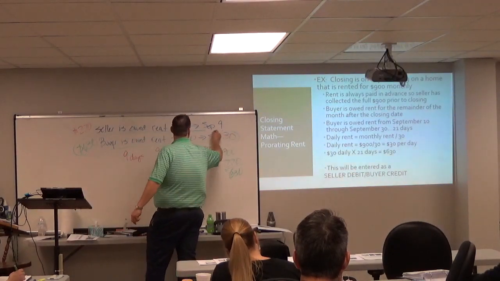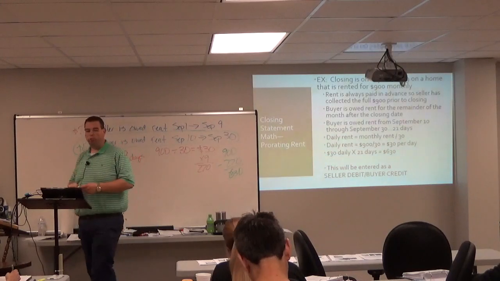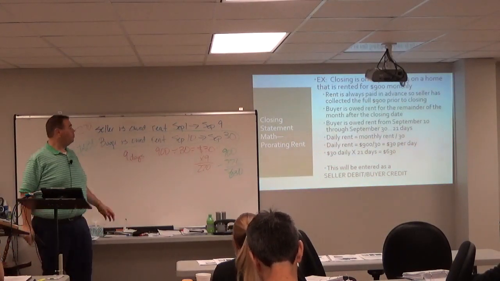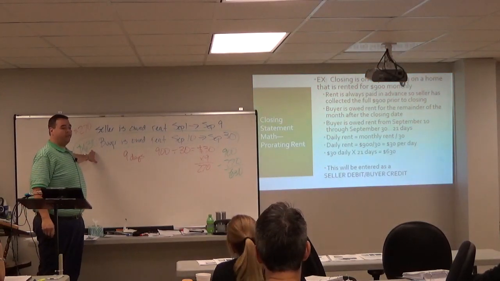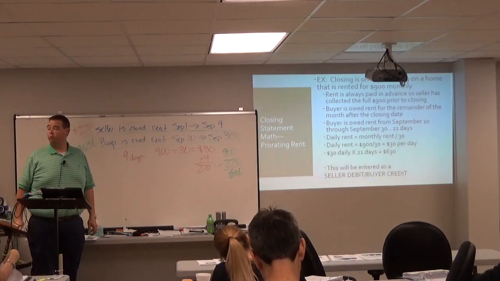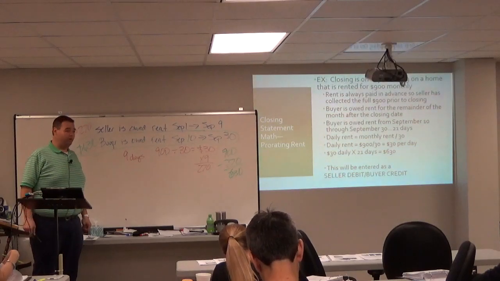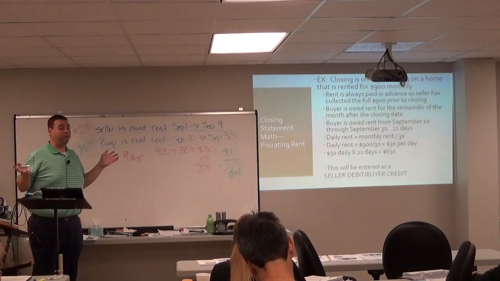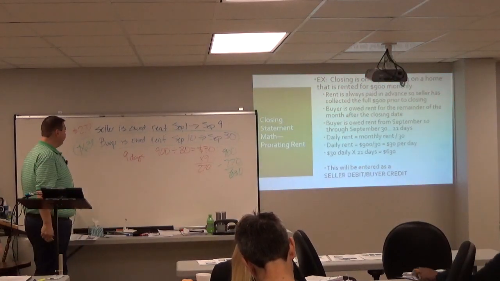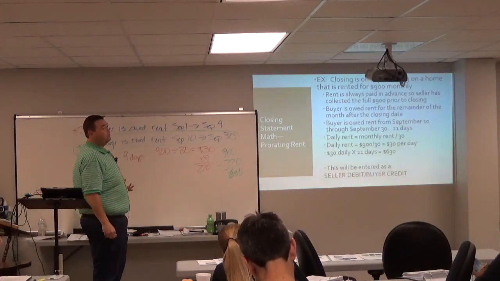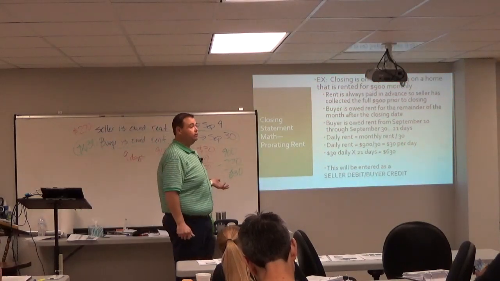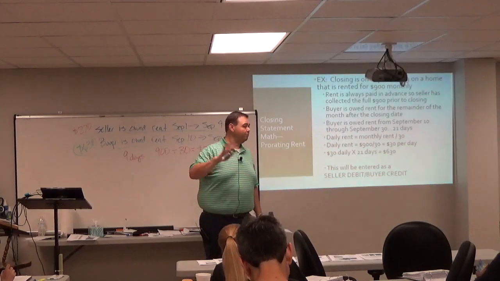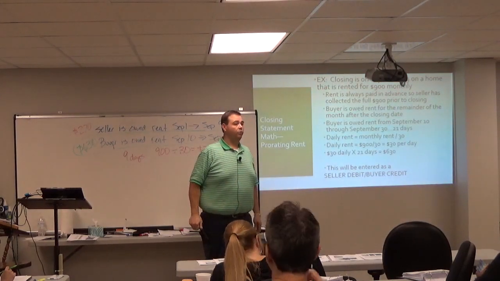And then look at the language. Buyer is owed. Does that sound like a debit or a credit? Credit. So we want to credit the buyer for $630, and if we credit the buyer for $630, what are we going to do with the seller side? We're going to debit the seller. Does that make sense for everybody? So that would be $630 debit seller, $630 credit buyer. Still the same number on both sides, both columns, for a rent proration.